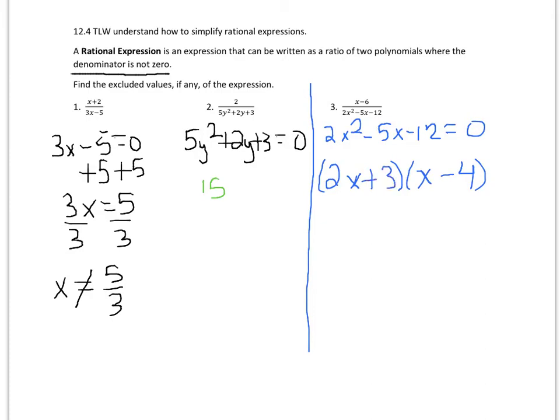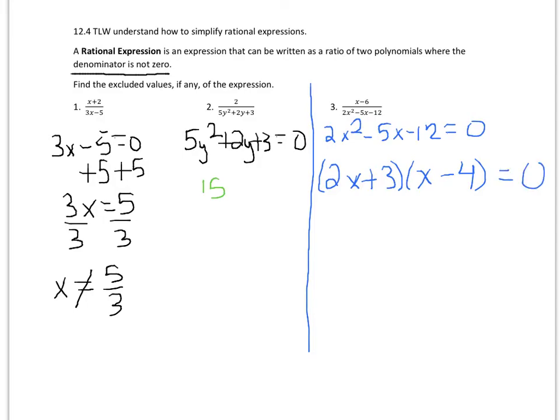Positive 3. Now this is what we have to check. Is 3 times negative 4, does that still equal this? Yes. And 2 negative, so that's what it is, and it equals 0.